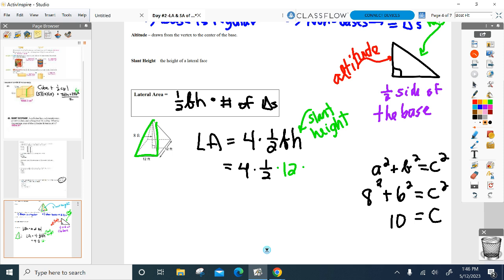10. So that ends up being the slant height. So my lateral area, 240 square feet. We all right with what this H represents? I know it stands for height, but it's the height on the face, not the height of the pyramid. All right, let's go surface area now.